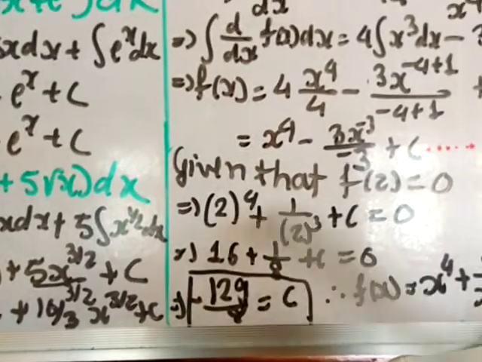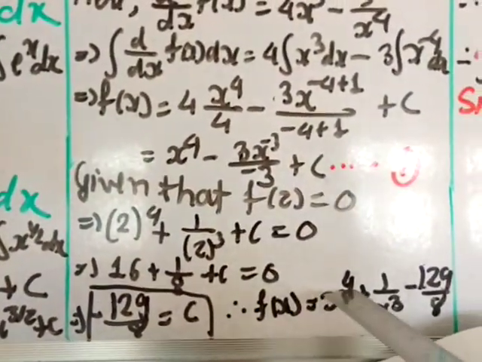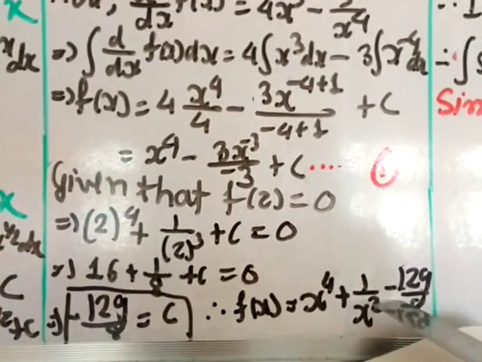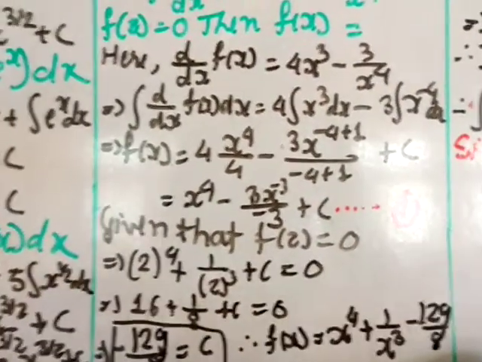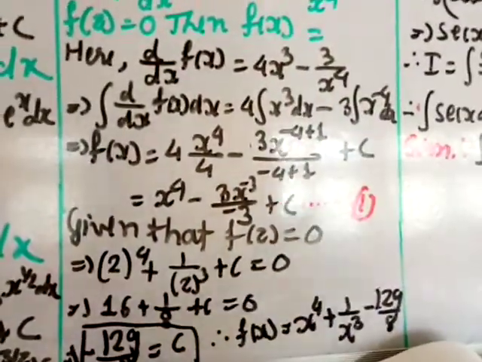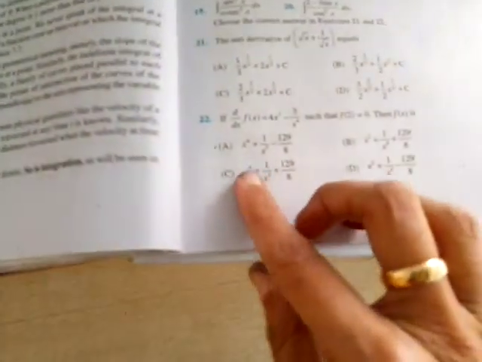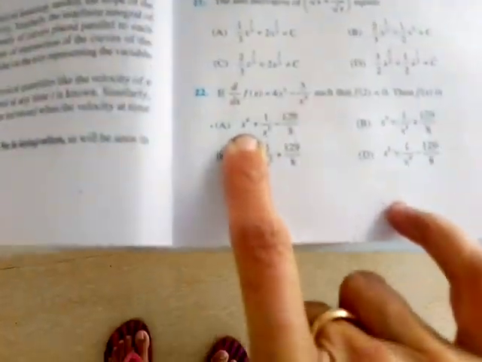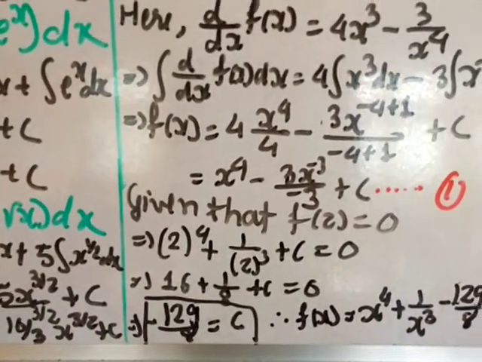Now put this value of c in equation 1. So what I get as the answer is x power 4 plus 1 by x cube minus 129 by 8. And that is option number A, I think. Let me check. Yes, it's option number A. So this is the correct option A. This is the last question of 7.1.